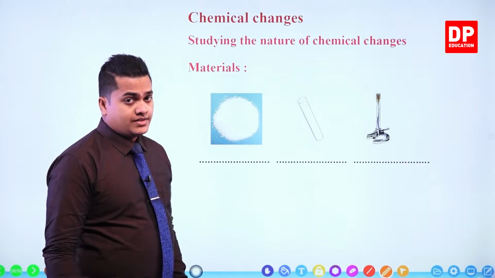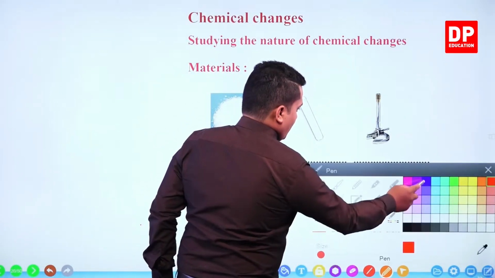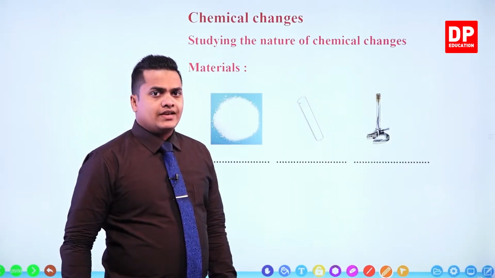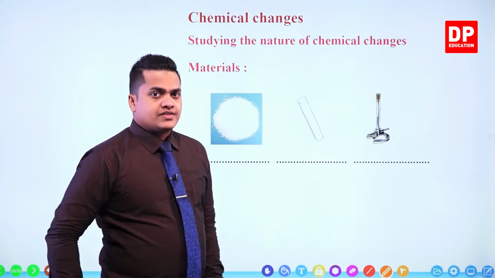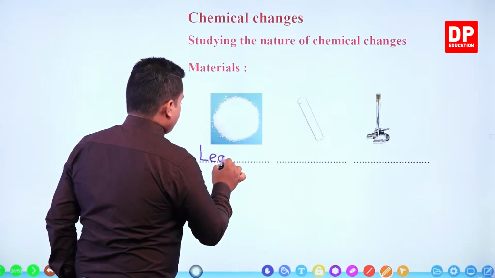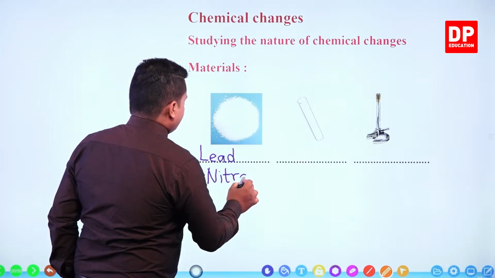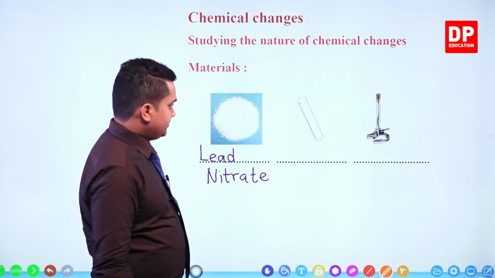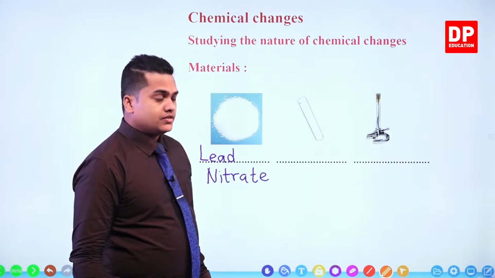Right then, let's move on to see the materials that we need in conducting this activity. First of all, you're given a white colored powder-like substance. Actually those things are like salt crystals, salt powder or salt crystals. This is called lead nitrate, a special type of chemical. Lead nitrate powder or crystals, right? Here you can observe lead nitrate, a white colored crystalline powder.